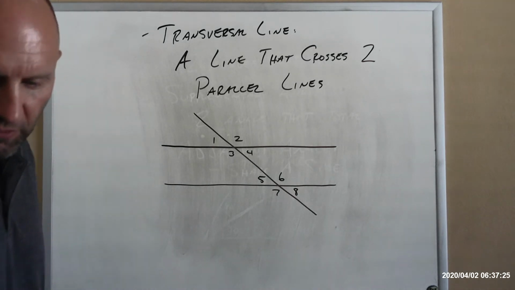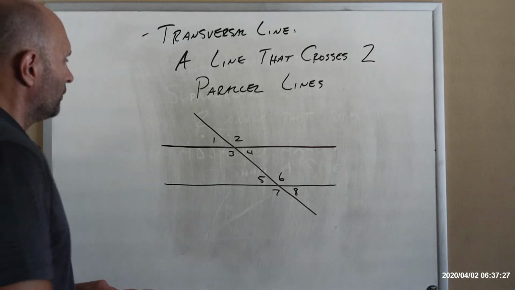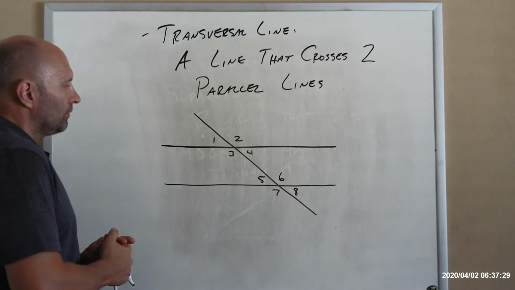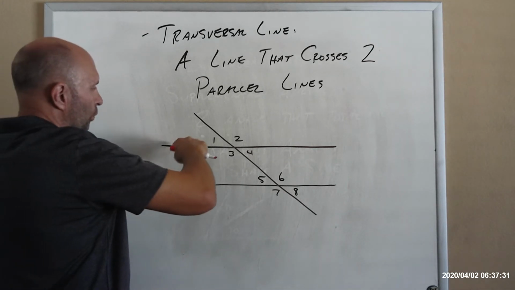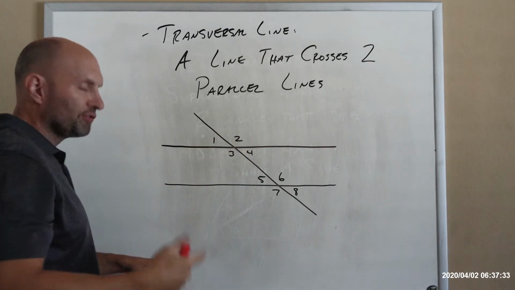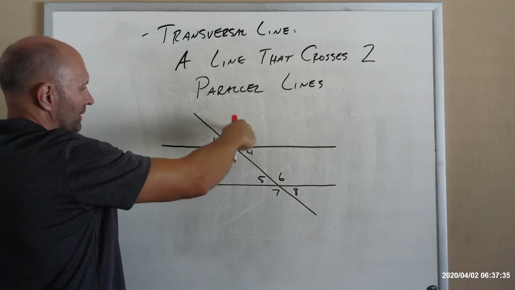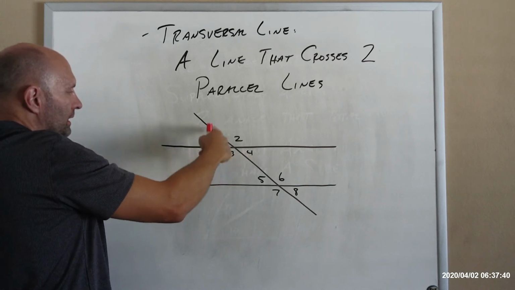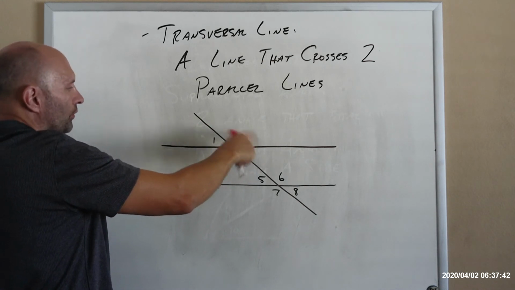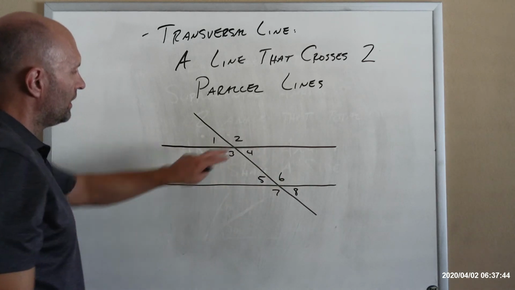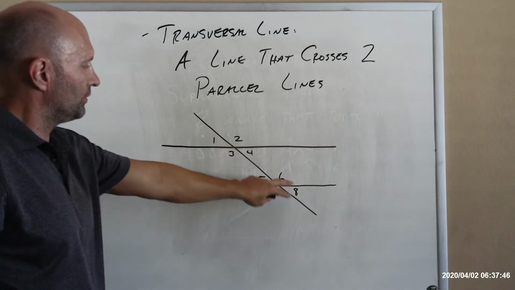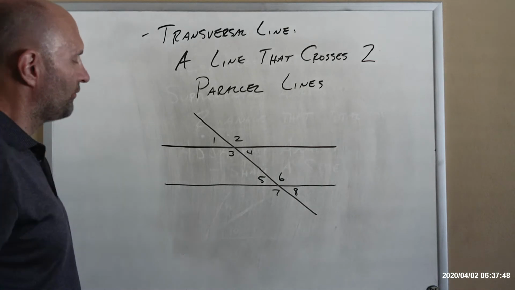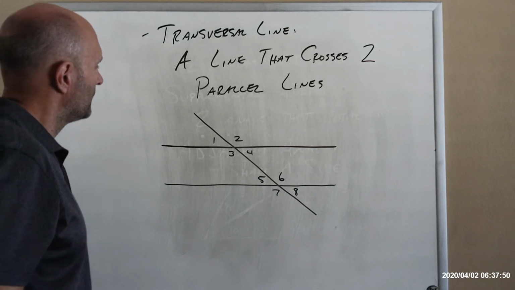So some interesting features here about these angles. First of all, 1 and 2 are what? They're supplementary angles. They form 180 degrees. Same with 1 and 3. They form 180 degrees. 3 and 4, 2 and 4, etc. So these numbers that are next to each other all are supplementary. They all form 180 degrees.